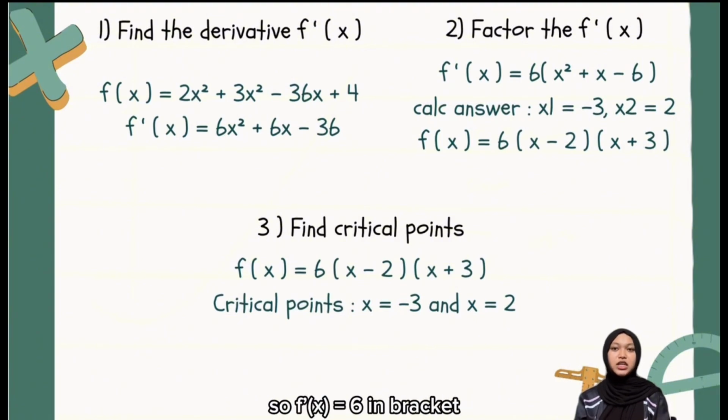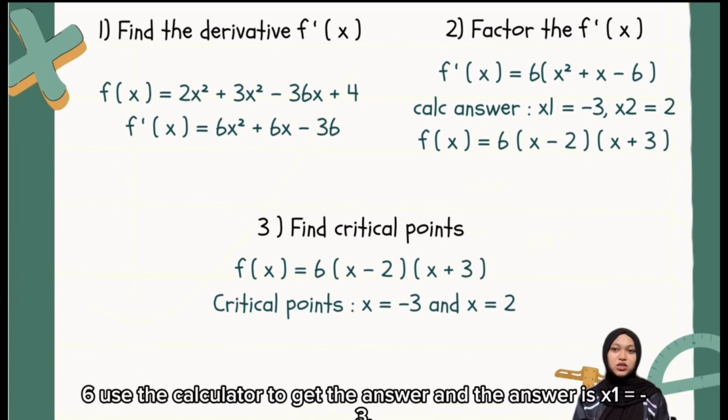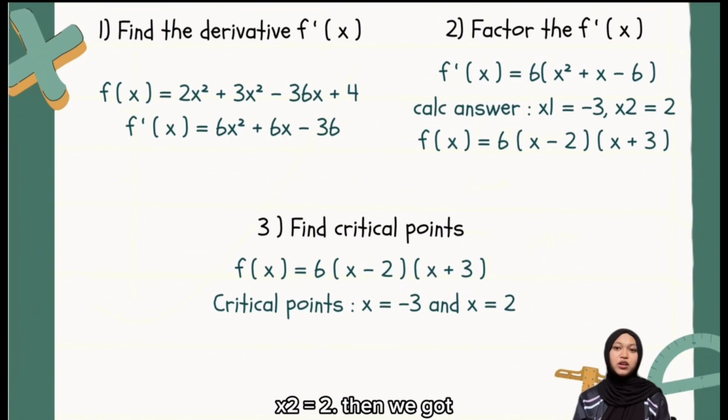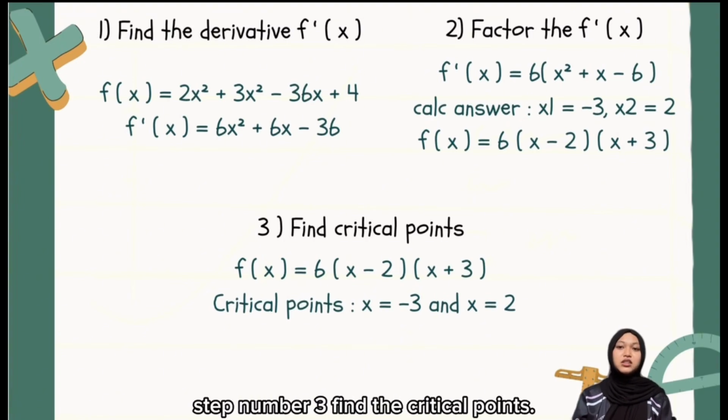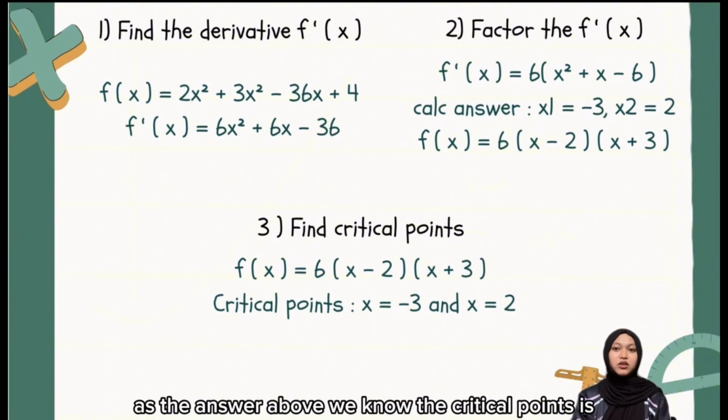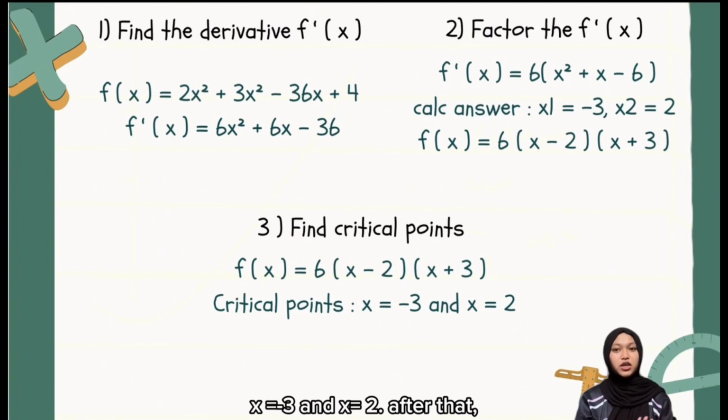So f'(x) equal to 6 in bracket x squared plus x minus 6. Use the calculator to get the answer, and the answer is x1 equal to -3 and x2 equal to 2. Then we got f'(x) equal to 6 in bracket x minus 2 in another bracket x plus 3. Step number 3, find the critical points. So to find the critical points, as we all know, as the answer above, the critical points are x equal to -3 and x equal to 2.